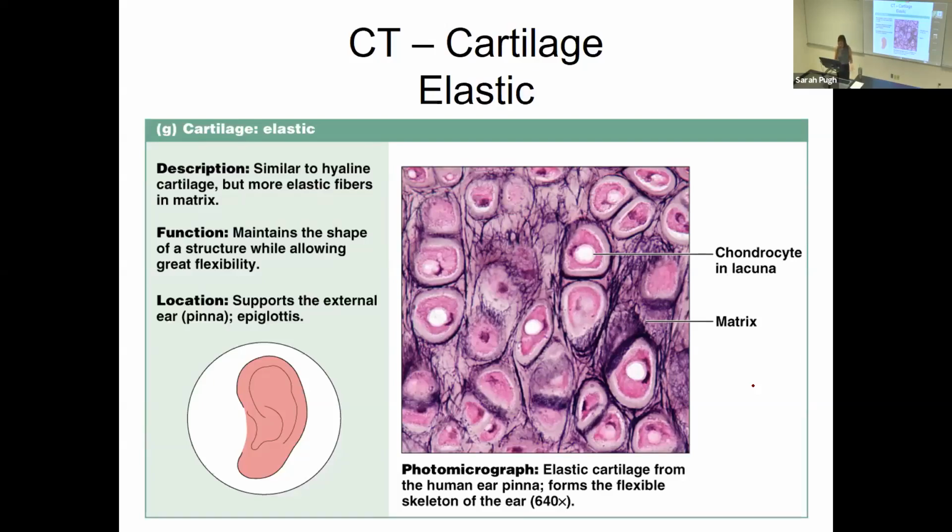So here's a picture of elastic cartilage. This is from the pinna, from the ear. And notice when we look at this one, the thing that I think makes this really easy to identify is all of these elastic fibers, right? These little skinny black fibers that look like hairs. Now you know you're dealing with elastic cartilage. And you can see these chondrocytes in lacuna, in those holes.